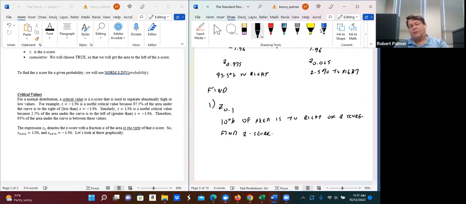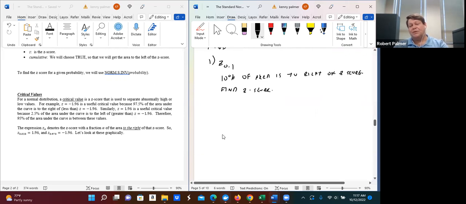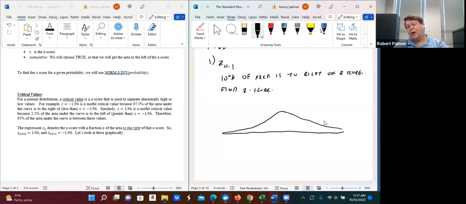All right, and so let's draw a picture again to help us out. And we'll see, this is just like what we just finished doing, finding the probabilities, except we're thinking of it in terms of the right instead of the left. So here's 0. Now 10% to the right, that's going to be way over here. And this is going to be 0.1 here, then 0.9 or 90% here. Okay, we're trying to find out what z this is, that separates essentially the top 10% and the bottom 90%.